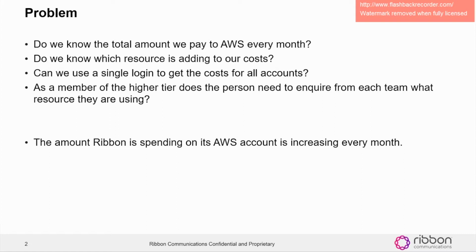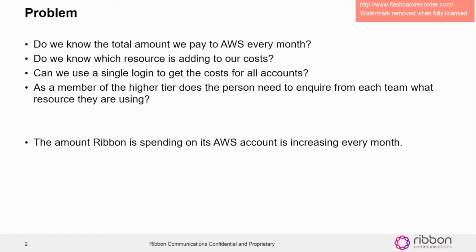The question arises: do we know the total amount we pay to AWS every month or every year? Do we know which resources are adding to our cost? There are many resources that we use, some of them cost more, some negligible, but we really need to keep an eye on them. Can we use a single login to get the cost of all the accounts? Using AWS billing, you'll need to access each account separately, and sometimes we even forget which account we have created and which instance is running on which account.